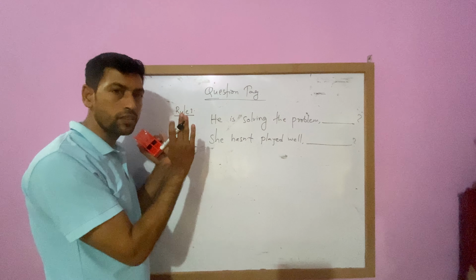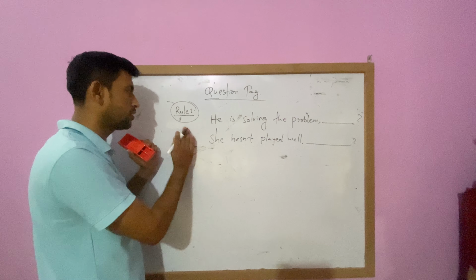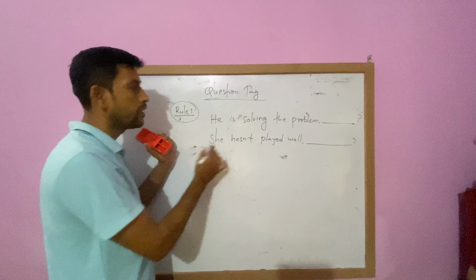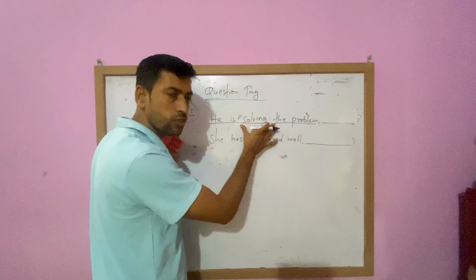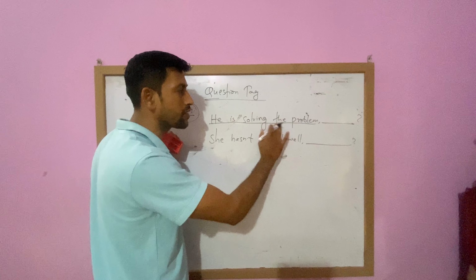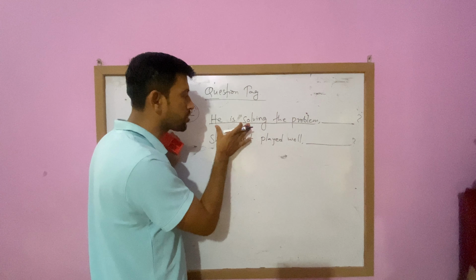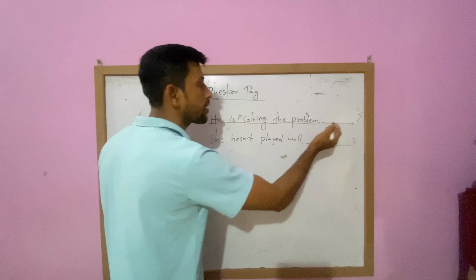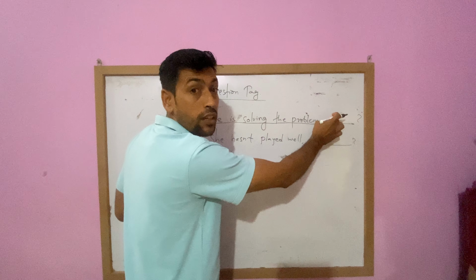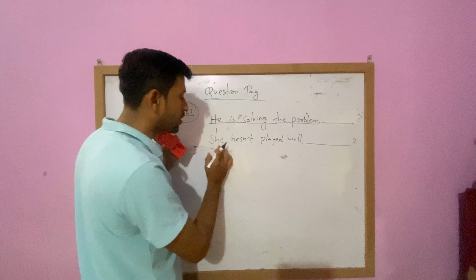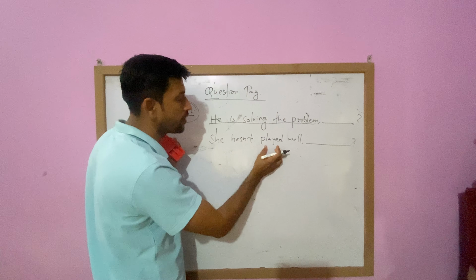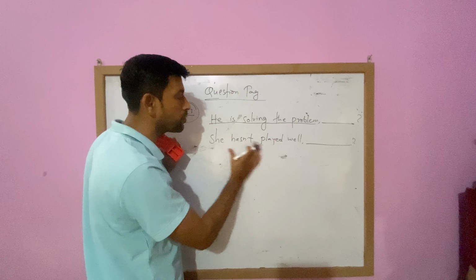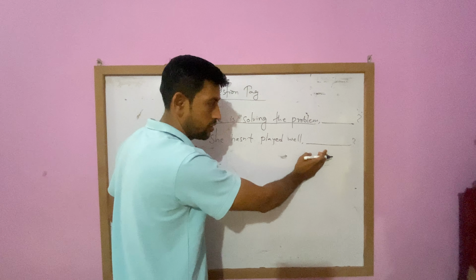First, I have already said previously, rule number one: if the statement is positive, positive means not using not, it means a positive way. If the statement is positive, then the tag is negative. We use a negative tag here. If the statement is negative, this one is a negative statement: she hasn't played well, not is here. If the statement is negative, then the tag is positive.